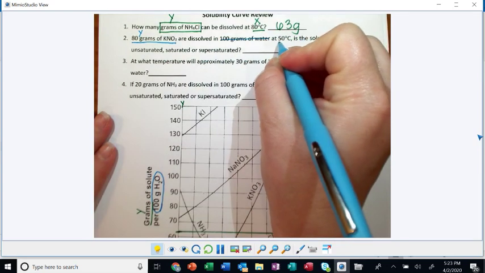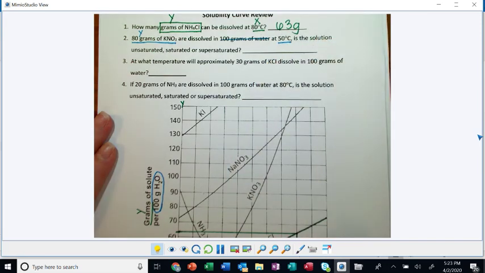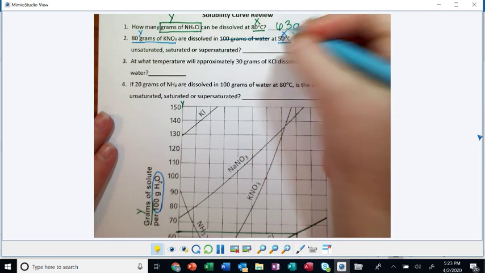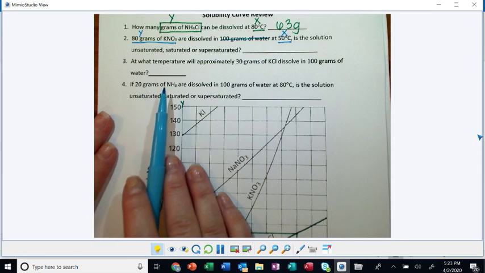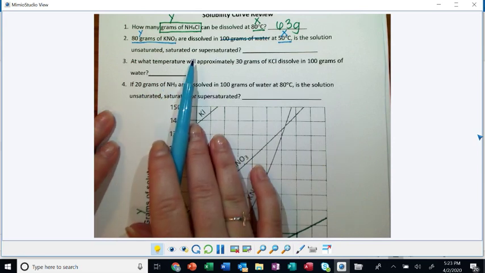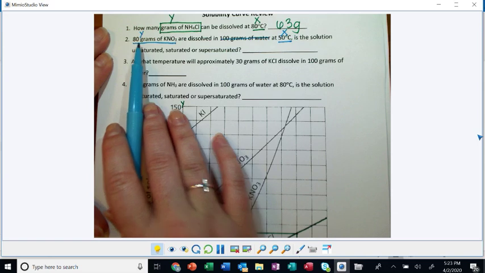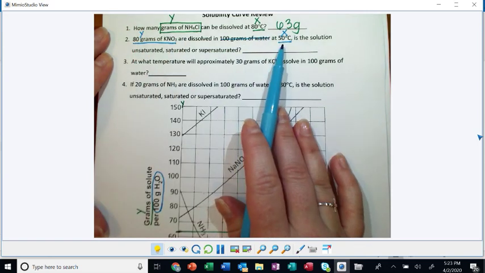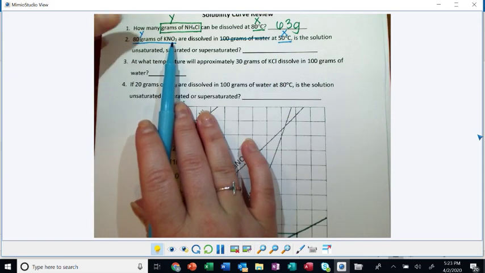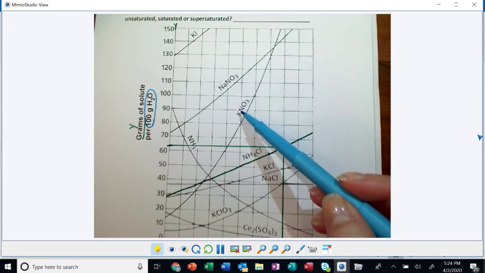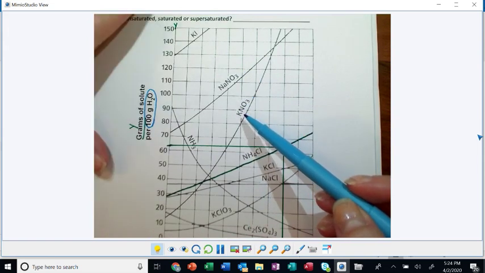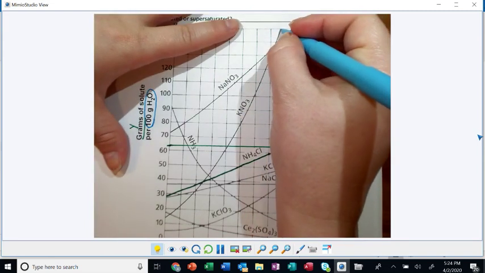And I have 50 degrees Celsius. Again, temperature is your X coordinate. Is the solution unsaturated, saturated, or supersaturated? So this time they gave me an X and they gave me a Y. The first thing you always want to do is find the line that they're talking about. This time it's KNO3, and we're going to trace it. So KNO3 is right here. The line is always below what they show you. So I'm going to go ahead and trace this line for us.